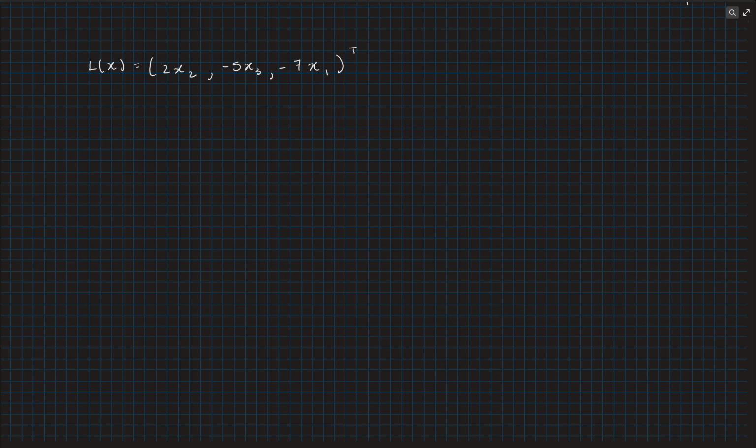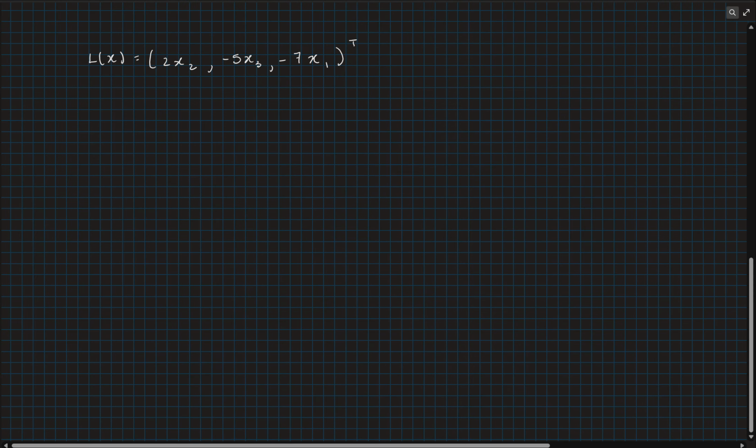Let's say you were asked whether the operator L of x is linear or nonlinear, and we're working in R3. Here I've given you an example of one operator. Just for some background, an operator is something that takes a function and gives you a different function. Here, L of x, well, this is a transpose, so I'm going to show you what L of x really looks like. I'm just going to write it as L.